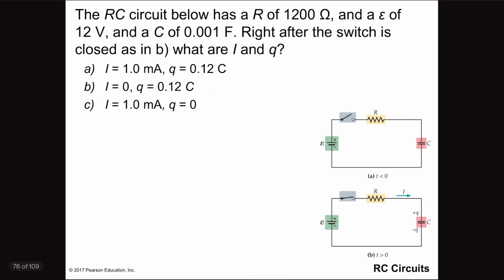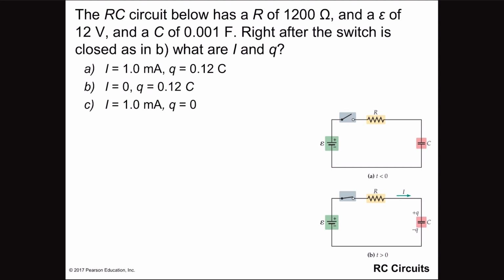All right, so here we've got an RC circuit below. It has an R of 1200 ohms, an EMF of 12 volts, and a capacitance of 0.001 farads. Right after the switch is closed, as in B, what are I and Q? So this is right after the switch is closed.